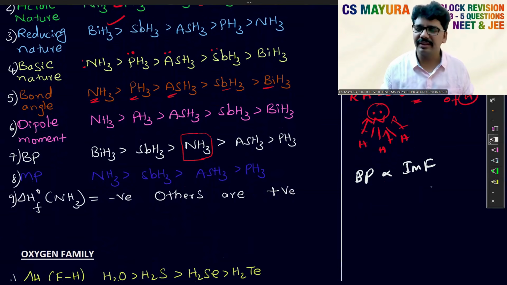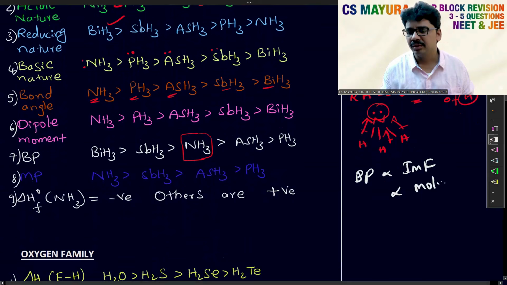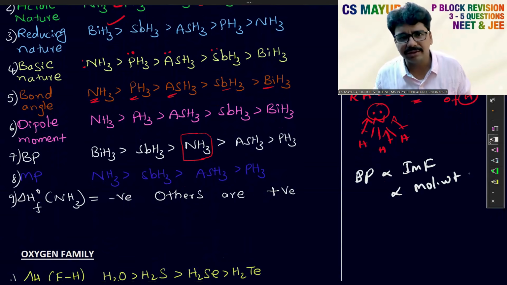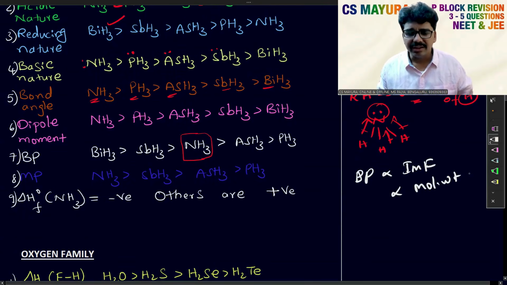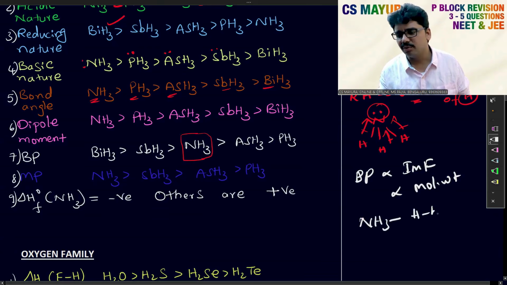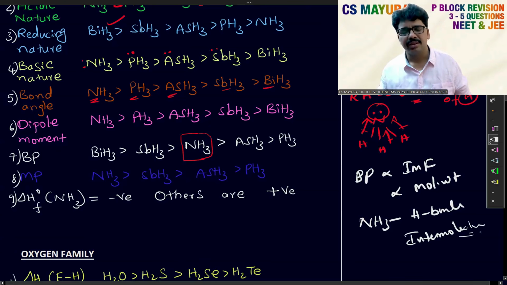These intermolecular forces are directly proportional to molecular weight. Therefore, we expect that as intermolecular forces increase, the boiling point increases in the hydrides. In addition to these dipole interactions, in ammonia there is hydrogen bonding. Which hydrogen bonding is it? Intermolecular hydrogen bonding. Between ammonia molecules, hydrogen bonding is formed, so it has greater attraction forces compared to a few hydrides.